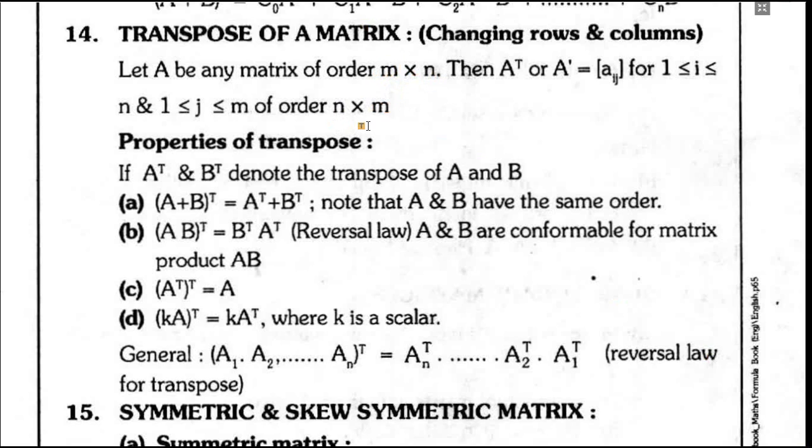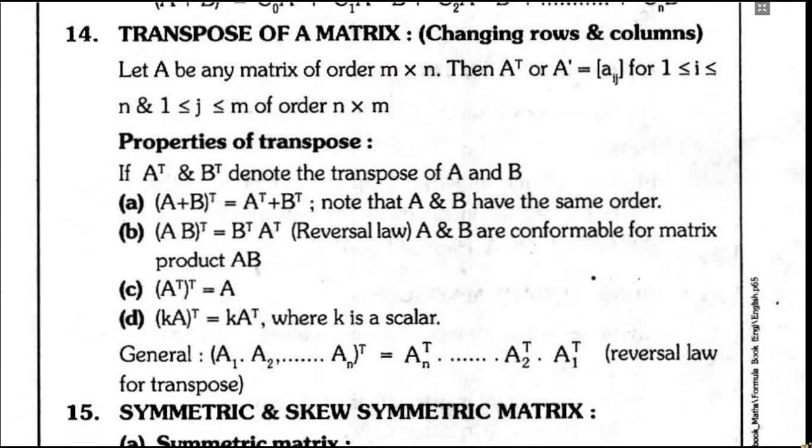So let A be any matrix of order m by n, then A transpose is defined as A transpose or A complement A dash equal to Aij for 1 less than or equal to i less than or equal to n and 1 less than or equal to j less than or equal to m, of order n by m. Now the order will also get reversed. Why? Because you have made the rows into columns, so this row m became the column here, and the column n became the row here: n by m.